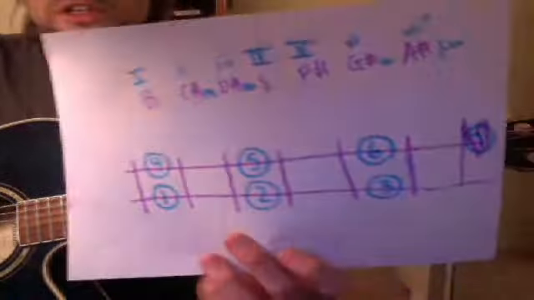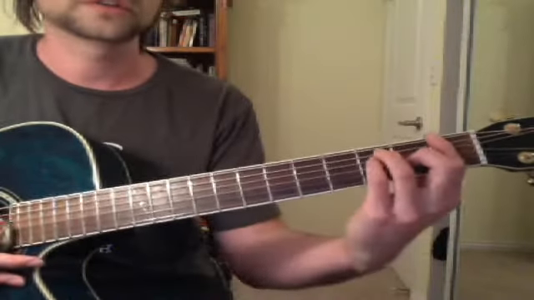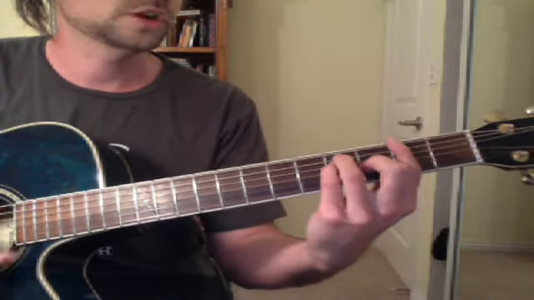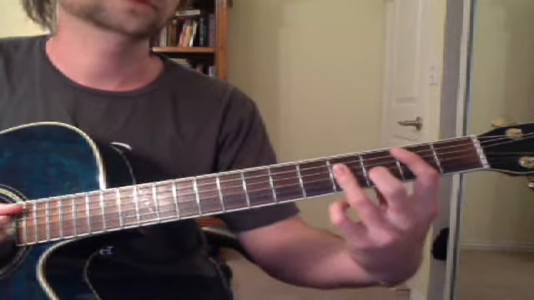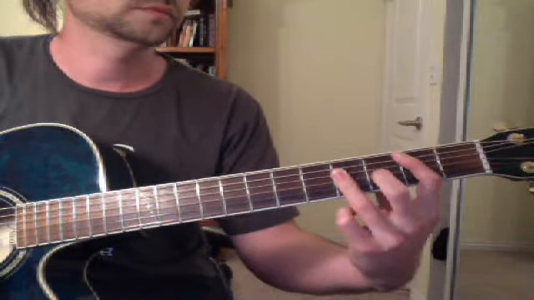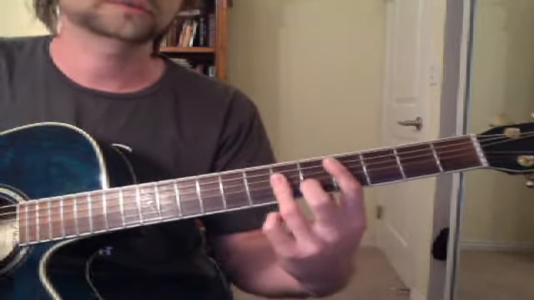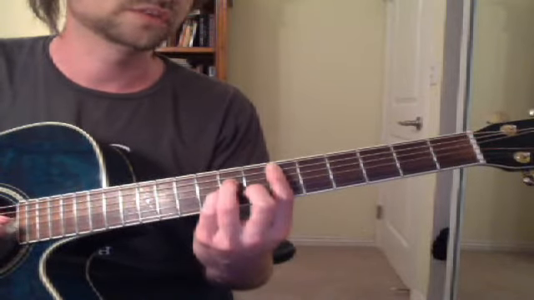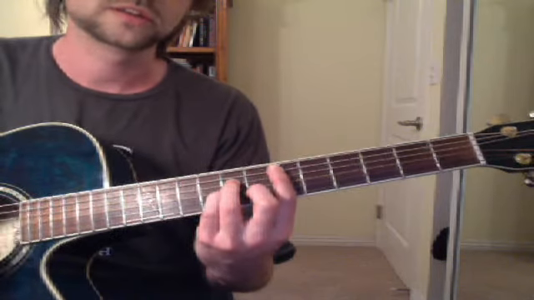So let's say we wanted to modulate, which means change keys, to F sharp major. Well, that would be really easy because I would just slide everything over. So F sharp major, B major, C sharp major, D sharp major. That feels really unfamiliar to me because I don't play in this key.